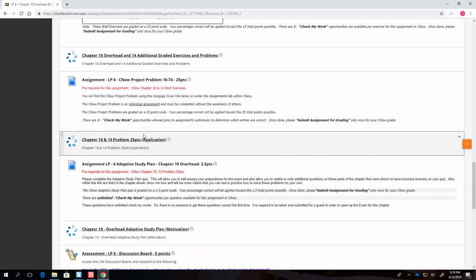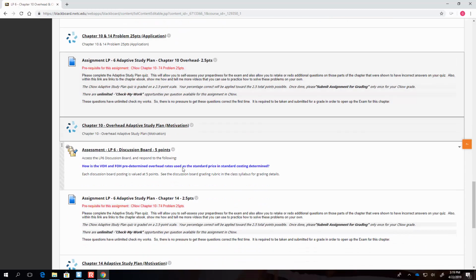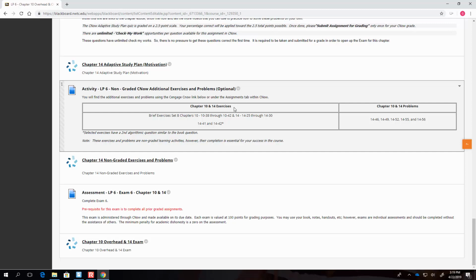Also be aware for problem 74, it's a TSA as well. It's on the overhead section, and again, please maintain that 77% on that particular 25-point problem. And since we're touching on two different chapters, 10, the overhead, and 14, the cash flow, remember that I split the 5 points, 2.5, 2.5 for the adaptive study plans. There's actually 2 for this section of the course. So be aware of that. The rest is pretty similar, and then the exam is at the end.